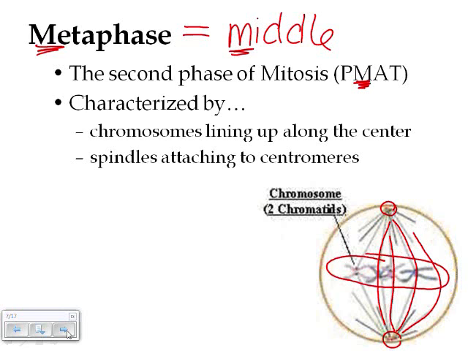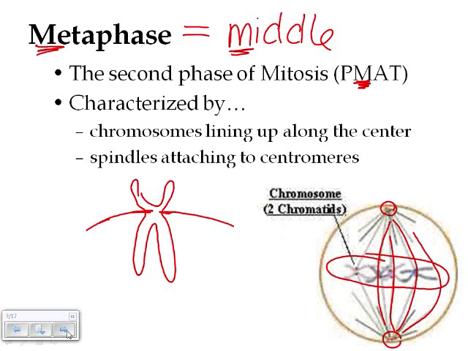And the spindles are going to attach to the centromere, that middle portion of each of our chromosomes. They're going to attach into that middle portion, and they're going to play tug of war, pulling on the chromosome until it lines up right down the middle with all of its other chromosome friends.